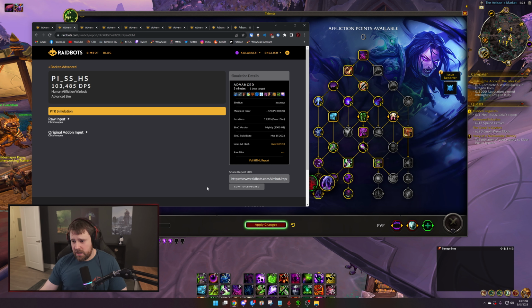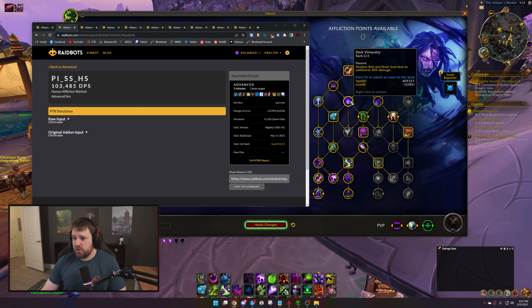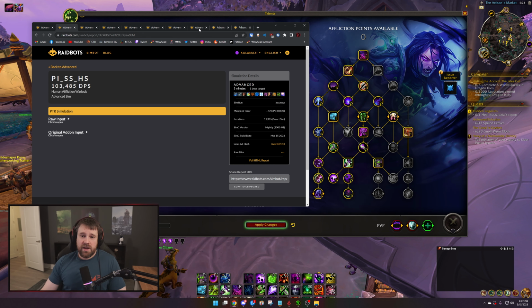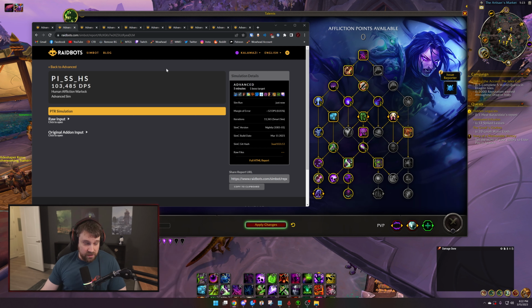Now, if you're playing an AoE setting where you want Seed of Corruption, I just pulled 2 points from Dark Virtuosity and went Seed of Corruption. Pretty simple, not too complicated. But moving on from there, we have a handful of sims here to look at different combinations, and this is where it begins to get a bit interesting.